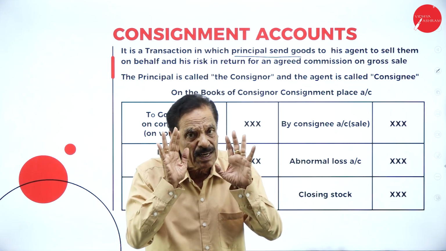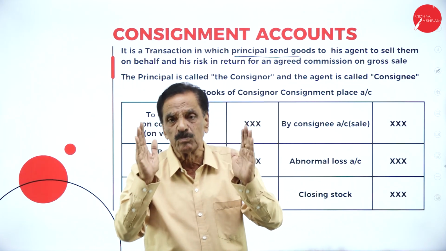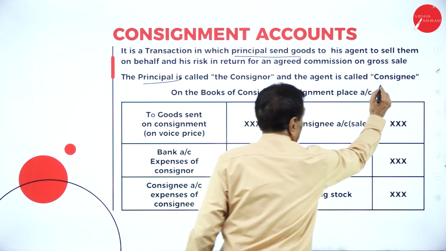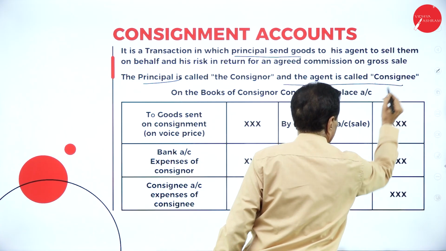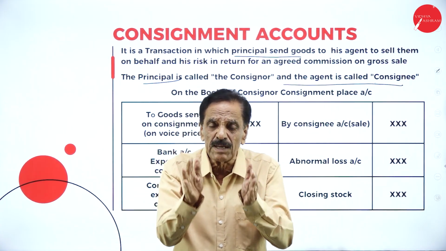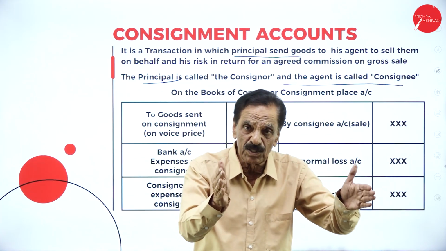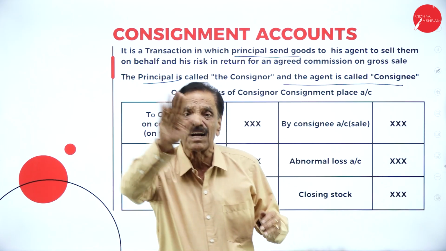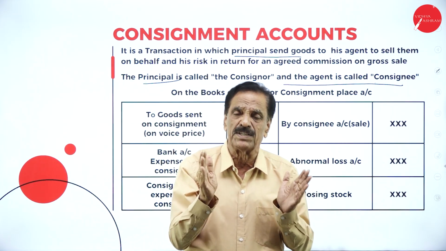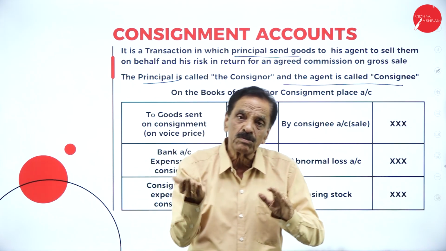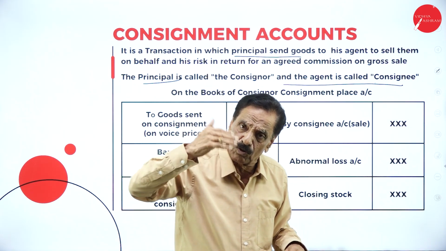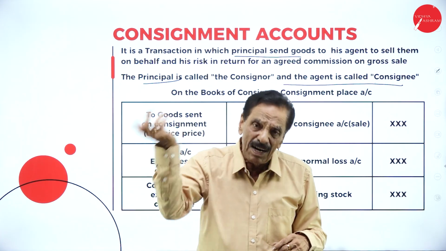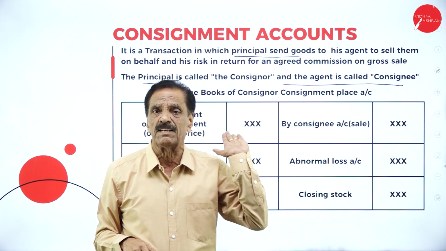I will repeat. Consignment is an agreement between two parties. One is the principal, who is called the consignor, and the agent is called the consignee. The agreement that takes place between the consignor and the consignee we call as consignment account. I will repeat. Goods will be sent by the consignor to the consignee. The consignee will sell the articles on behalf of the consignor for a commission.